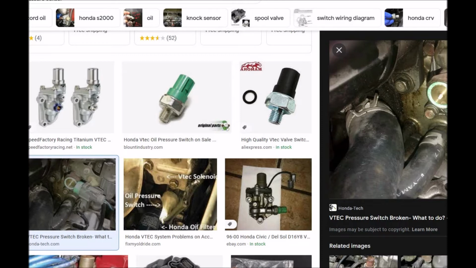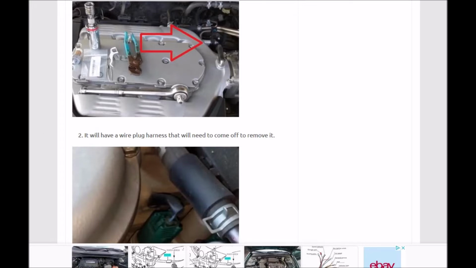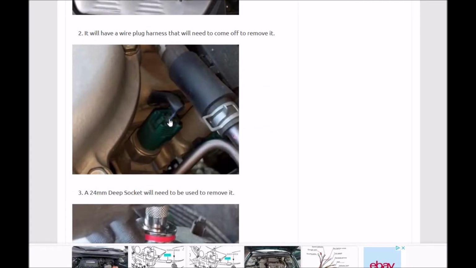You'll have to Google where it's at on your engine for year, make, model, and everything. A common place, like on this Civic here, would be right on the top of the engine, right below the intake manifold. There's an indentation. You go in, and you've got a harness right here.